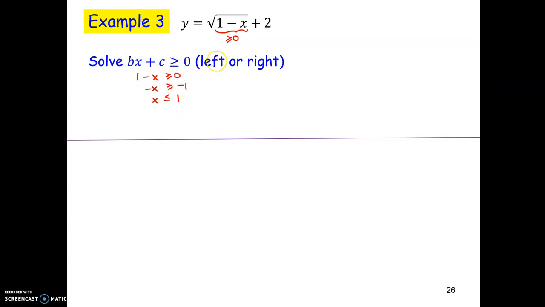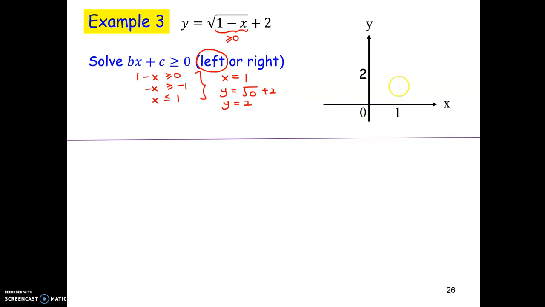So since x is less than something, I'm going to the left hand side. So let us check what is the starting point. When x is equal to 1, y is equal to the square root of 1 minus 1, so 0, plus 2, therefore y is equal to 2. So the starting point is at 1 and 2. So 1, 2, this is the starting point.